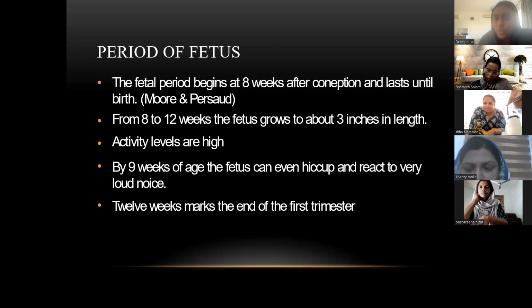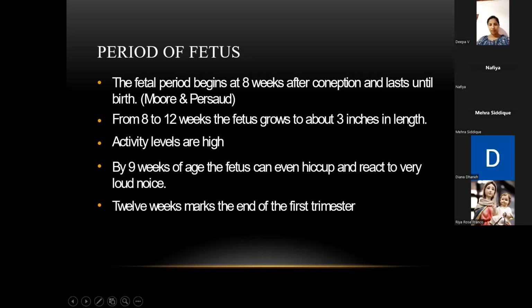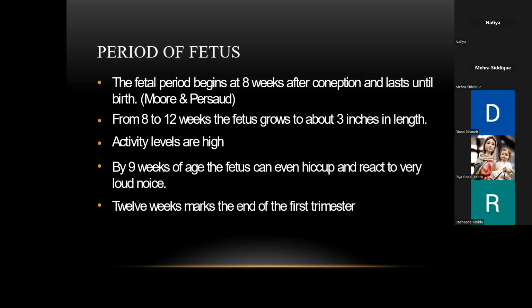So from 8 to 12 weeks, the fetus grows to about 3 inches in length. You can just imagine, from a quarter inch, by 12th week it will grow into 3 inches in length. And you might know that in the 12th week, we have a scan known as the NT scan. At that time, we get to know if the baby is having any kind of Down syndrome or something.